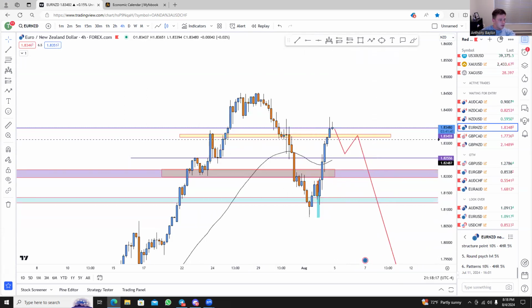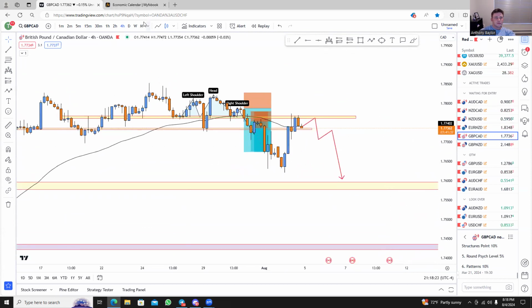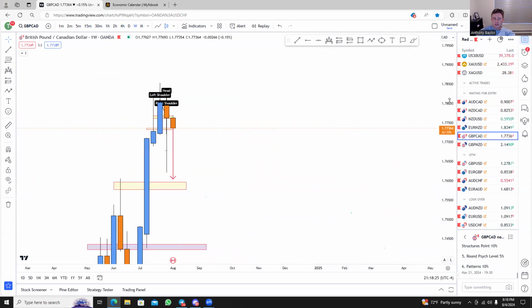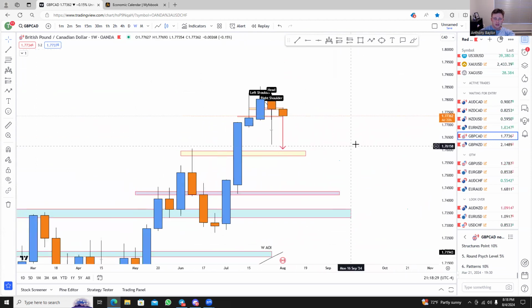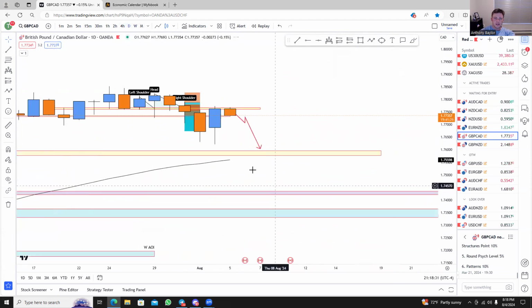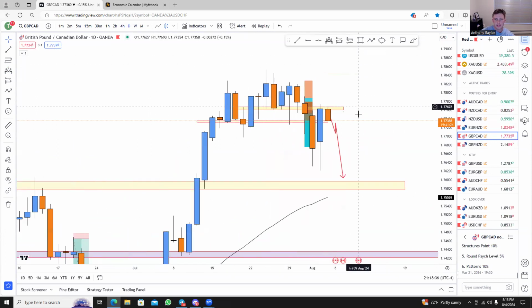How much time do we have left up here? GBP CAD. There's another one we took last week. This one was a killer for us. We did awesome. If you got in this, you did good. So what we're looking at here, let's get rid of all this crap from last week.